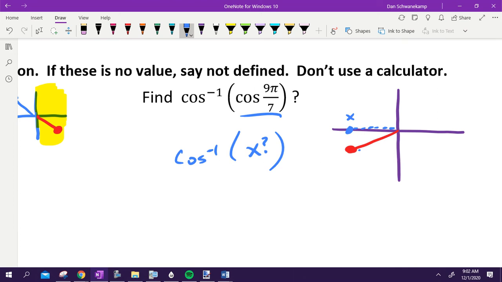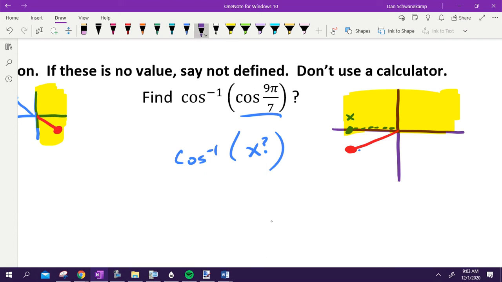Which quadrants am I looking in, Lydia, to do inverse cosine? 1 and 2. So the problem is we can't just use 9 pi over 7 because it doesn't live in our restricted domain. I need to come up with where else would this x have that same value. Well, what's true about my x value? Is it positive or is it negative? It's definitely negative because I went to the left to get there.